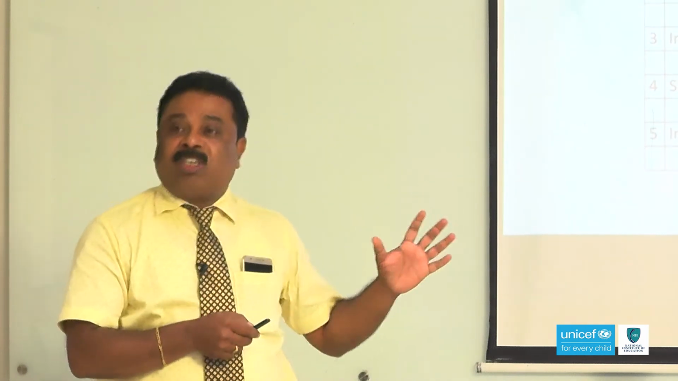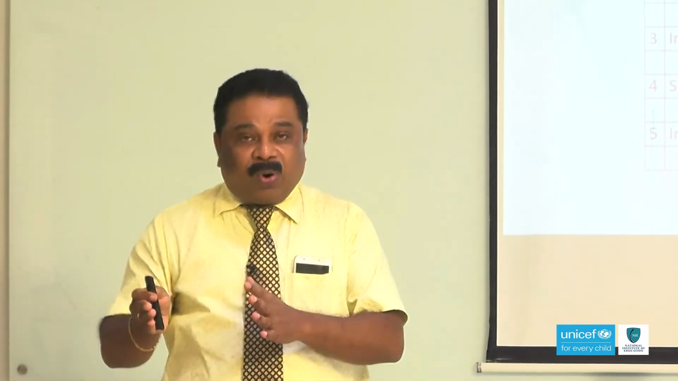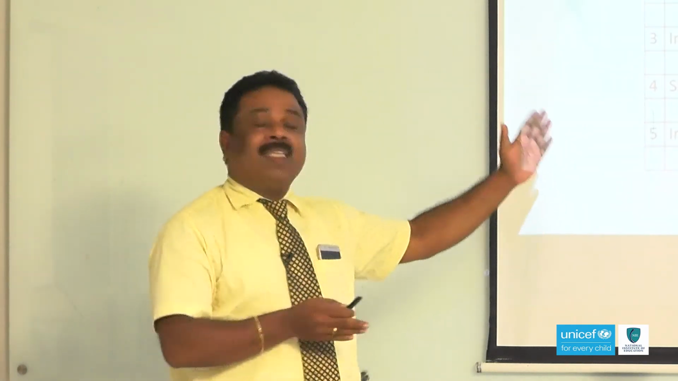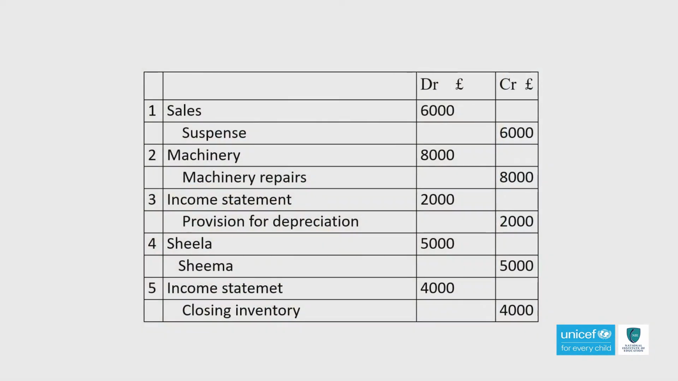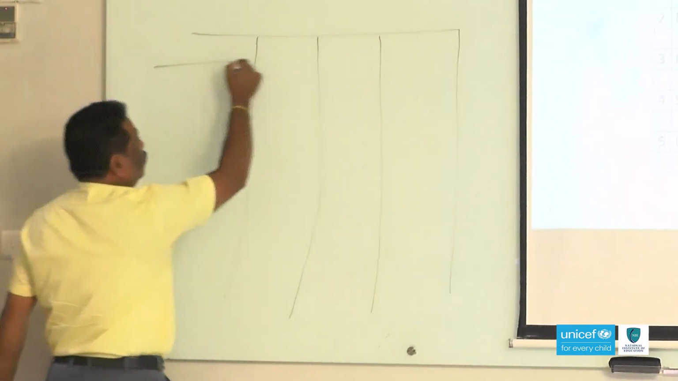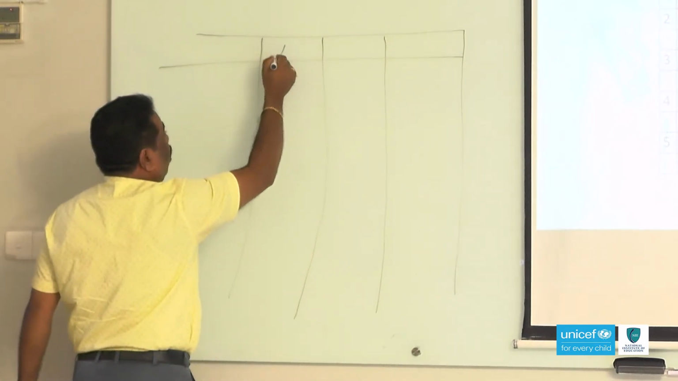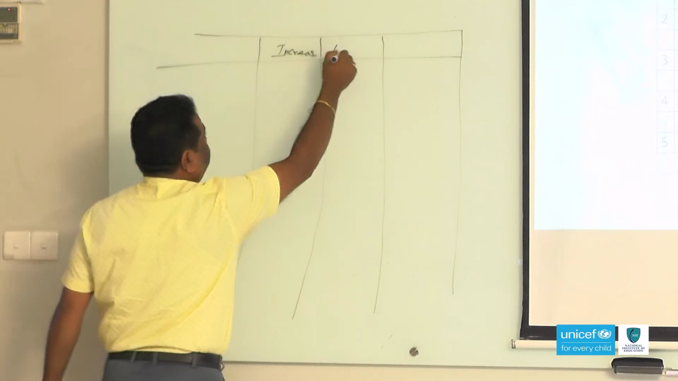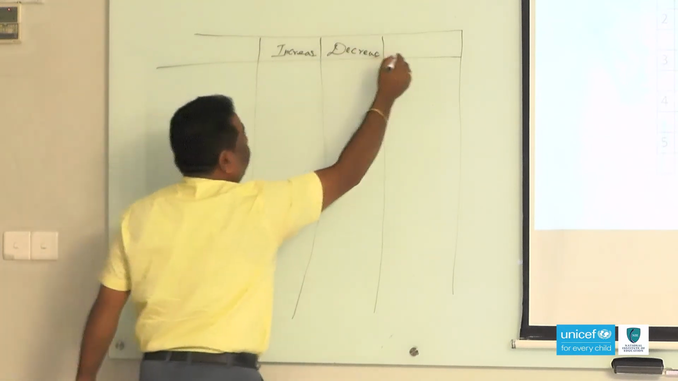Now I will demonstrate to you how to prepare revised profits on the board. Let us take these journal entries as an example. This is the journal entry which you have prepared. Let us say a question is given to you. For that question, when you go for rectification of the errors, you prepare this many journal entries. So from this journal, how am I going to do revised profits? The statement will be like this. Here, this is the increase column. This is the decrease column.